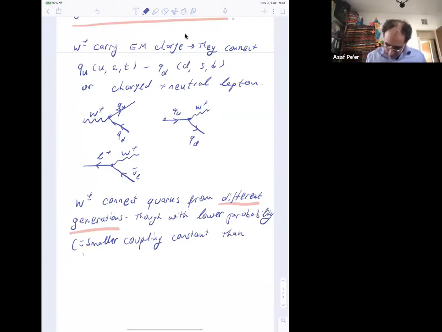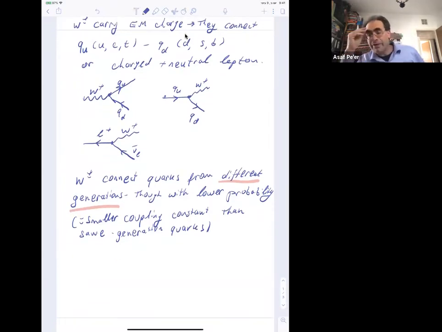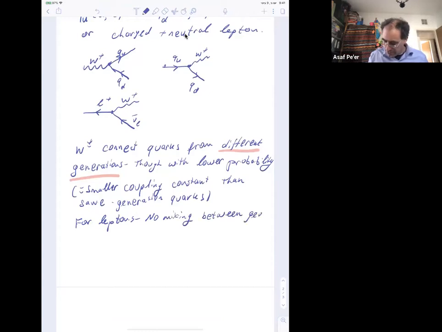Then same generation quarks. Right? Now we don't have that for leptons. For leptons, there is no mixing between the generations.